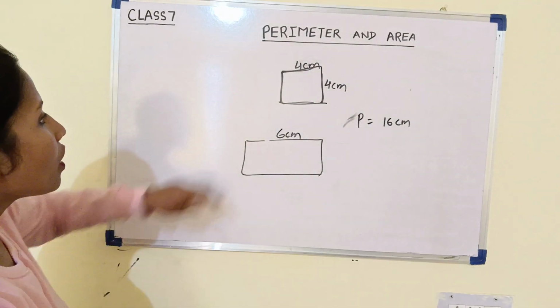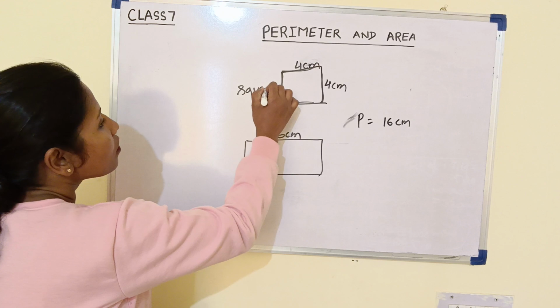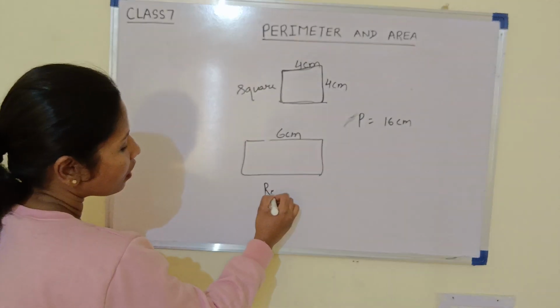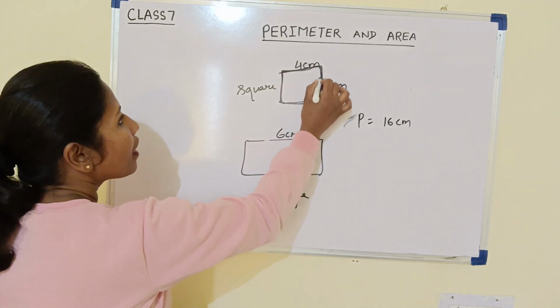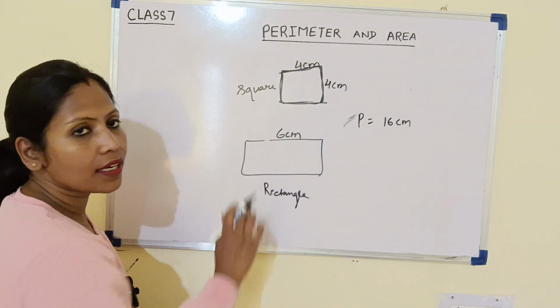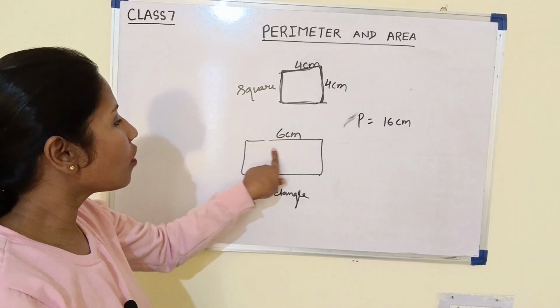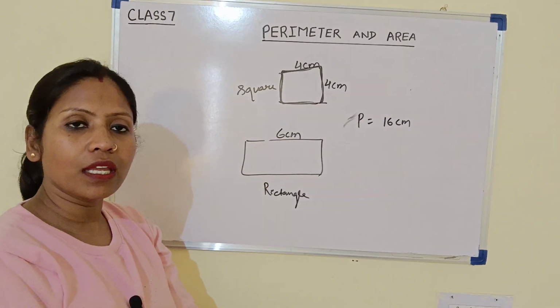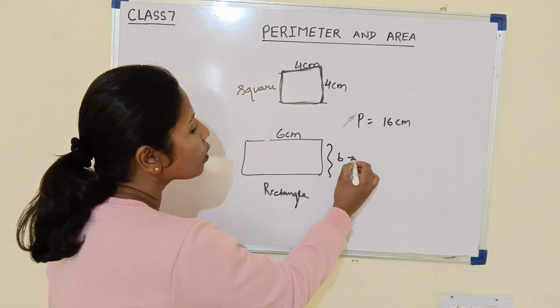Okay. So you have to convert one square into a rectangle. This square you have to convert in a rectangle. Got it? And then the length of this rectangle will be given. The length is 6 centimeter. Then find the breadth. What would be the breadth?